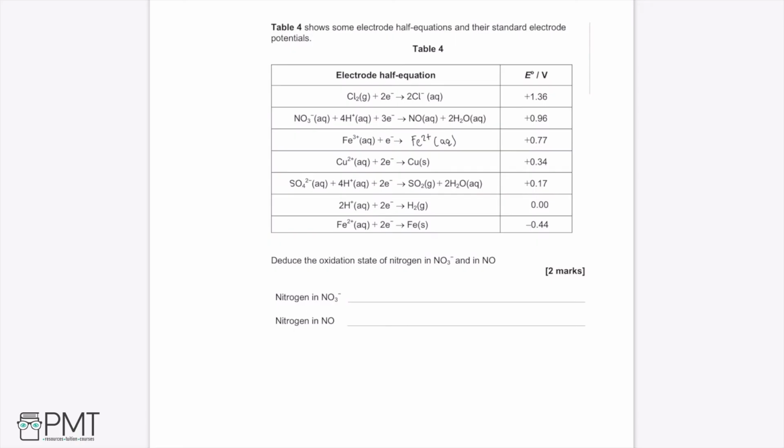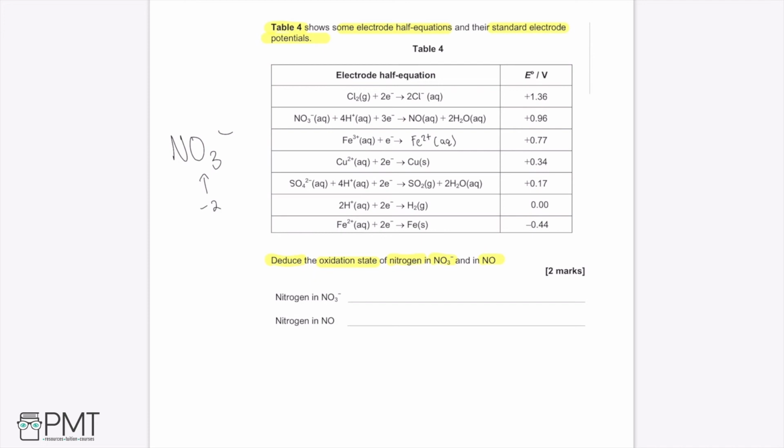This question shows us table 4 that has some electrode half equations and their standard electrode potentials, where we are asked to deduce the oxidation state of nitrogen in NO3- and in NO for 1 mark each. So if we use our knowledge of oxidation numbers, we know that oxygen has an oxidation number of -2, as it has to gain 2 electrons to get a full outer shell.